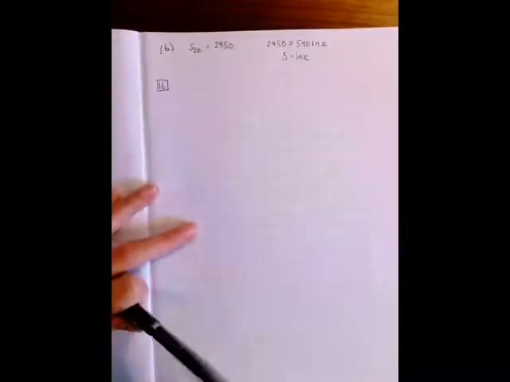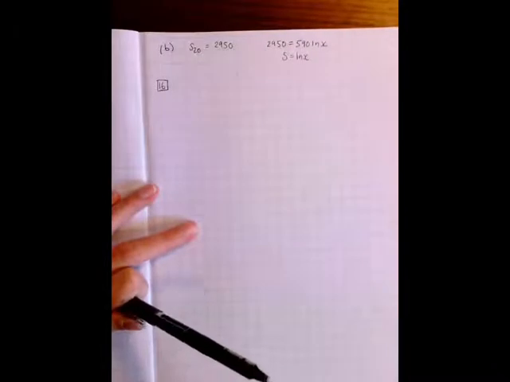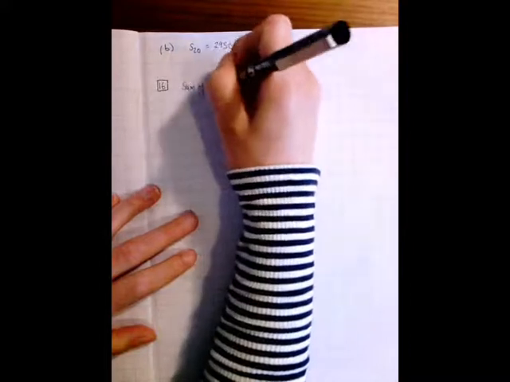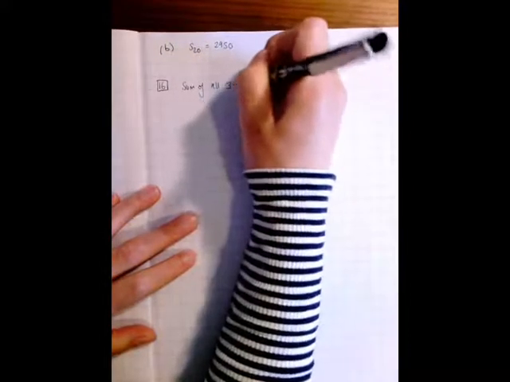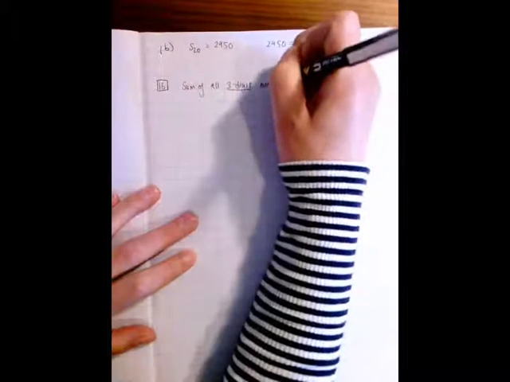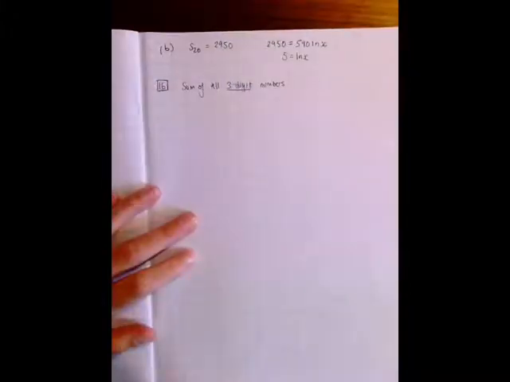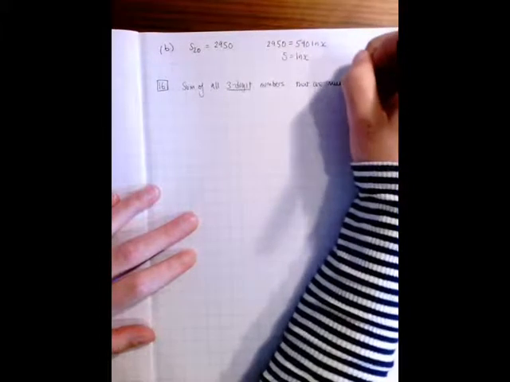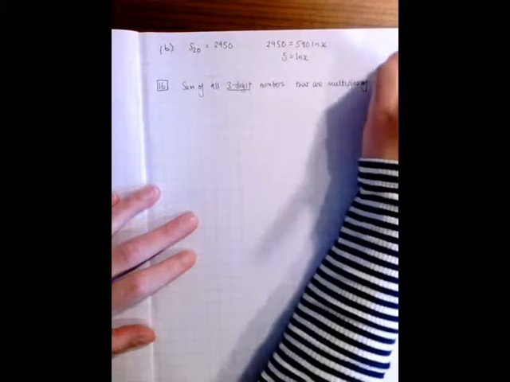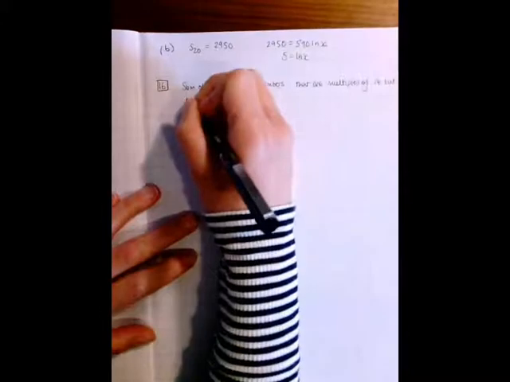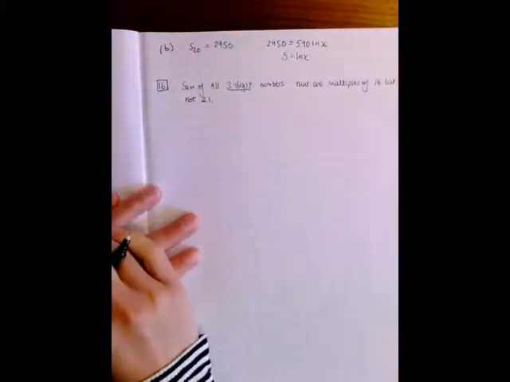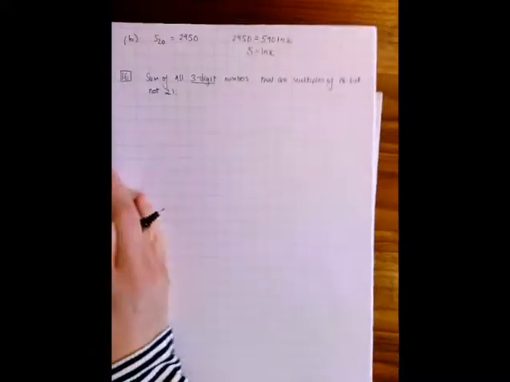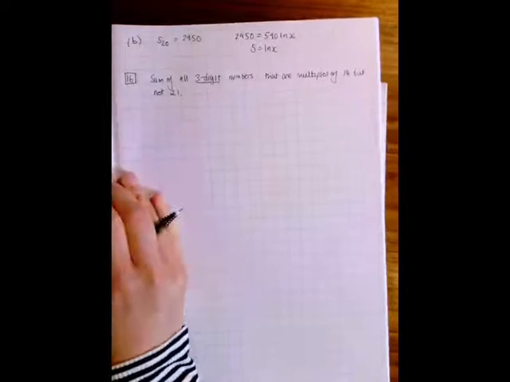Okay, last one. Find the sum of all 3-digit numbers that are multiples of 14 but not 21. So let's start looking at the digits that it could be.